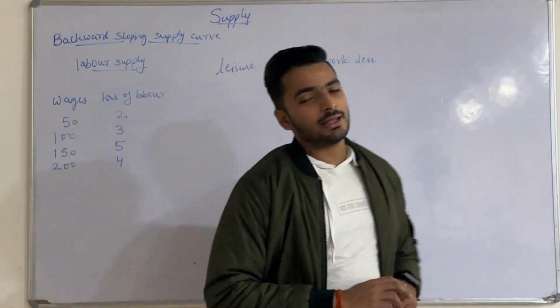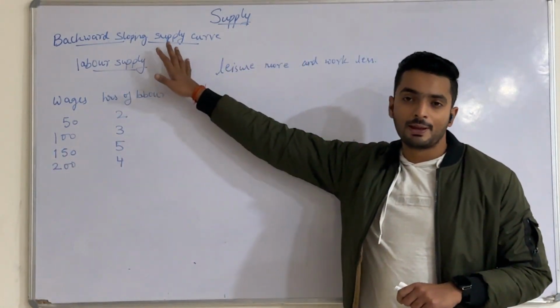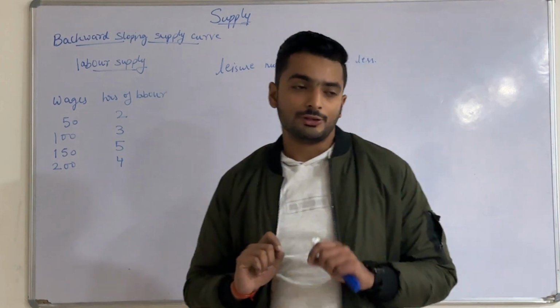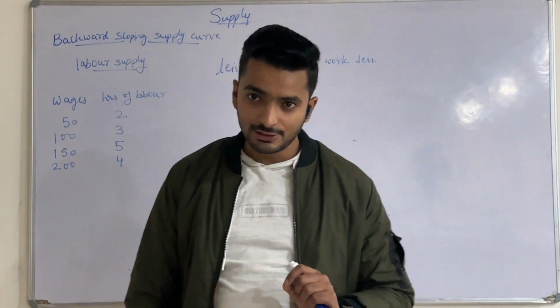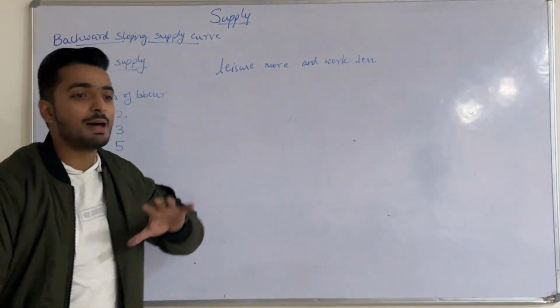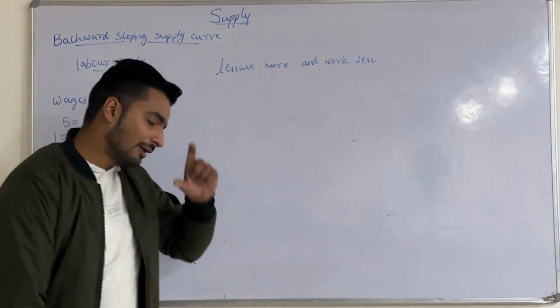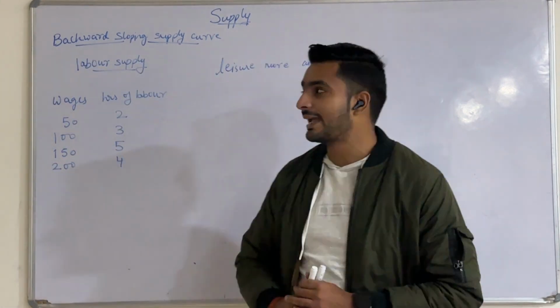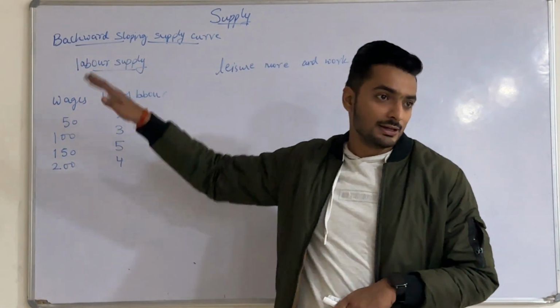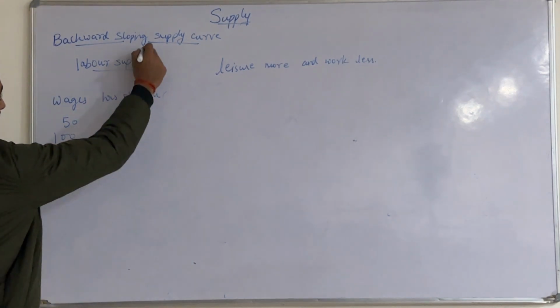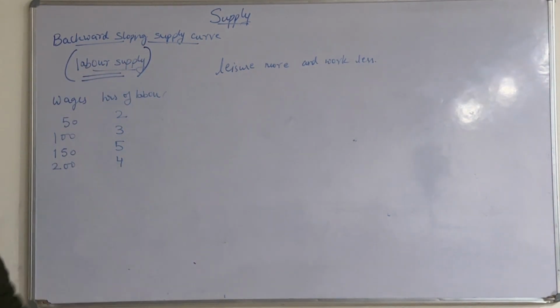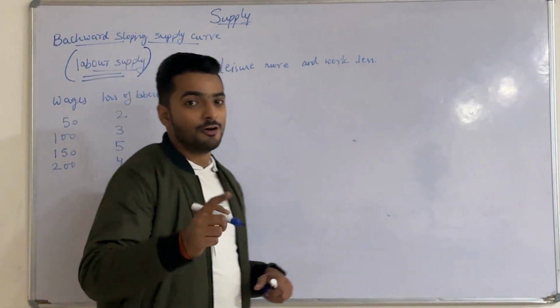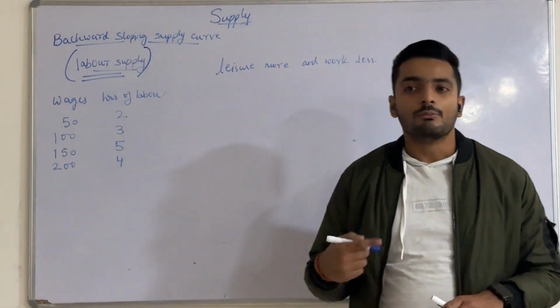Now, the next topic is the backward sloping supply curve. This topic is very important for your exams. The question arises: what is a backward sloping supply curve? A backward sloping supply curve is a case of labor supply, where he will work more so he will get more wages.